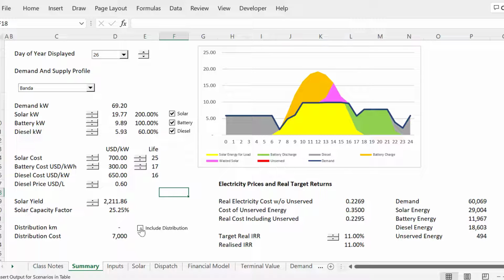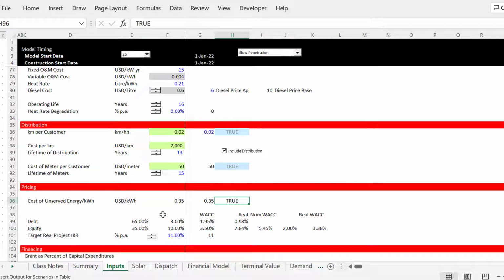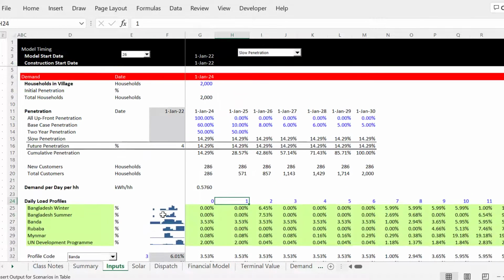Okay, maybe I didn't include the distribution. What happens, and this is a very high price, when you start including the distribution. So we can have a very flexible kind of thing. We'll go through some inputs, okay, and talk about colors, talk about demands and everything else.